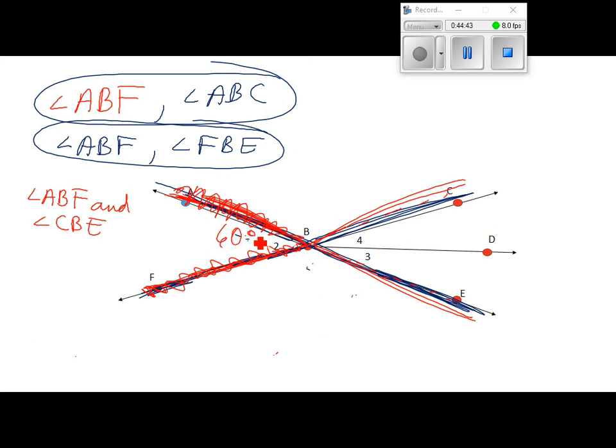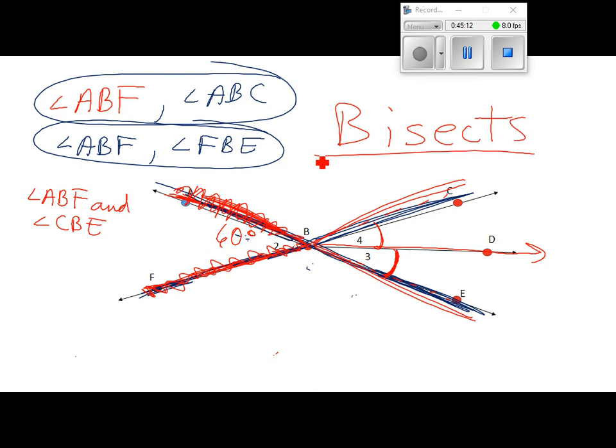So if I told you that angle's 60 degrees, and I told you angle 4 and angle 3 were congruent, first of all, what's that tell us about ray BD here? What's it do to the angle? Cuts it in half. What's that called in geometry? It bisects. So that ray bisects that angle. How much is angle 4? 30.